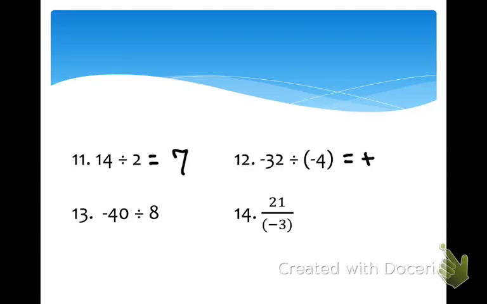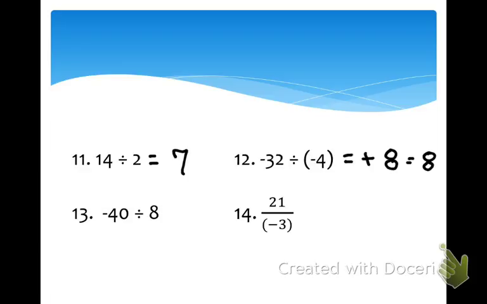But now I just do my 32 divided by 4. 32 divided by 4, and that is 8. So my answer is positive 8. The correct way to write it is just 8. I would not typically put the positive sign on there. Well, that seems really simple.